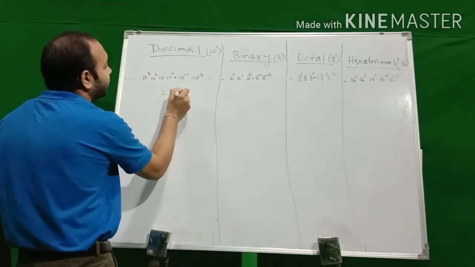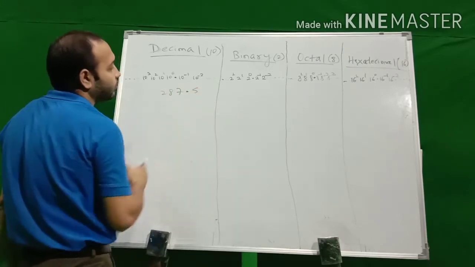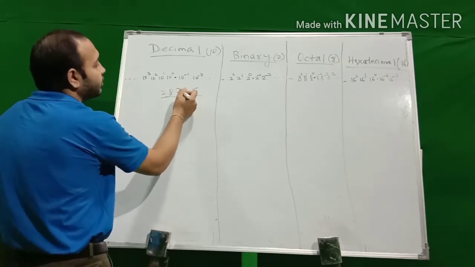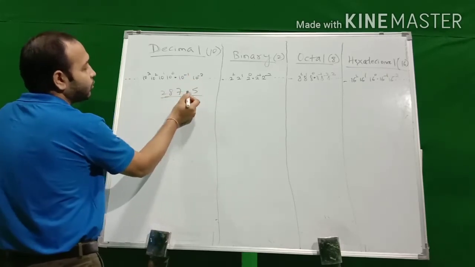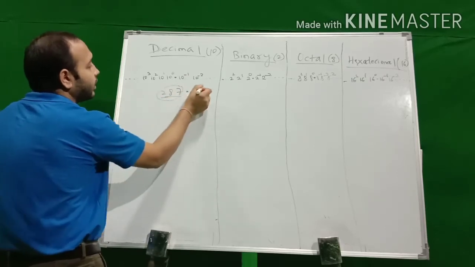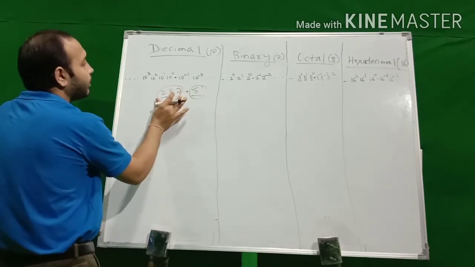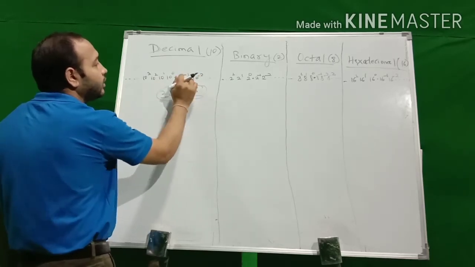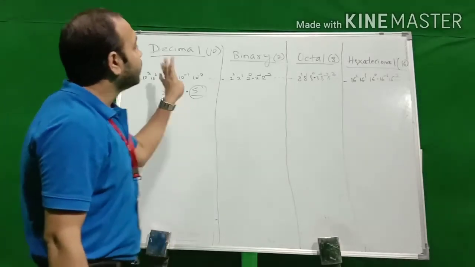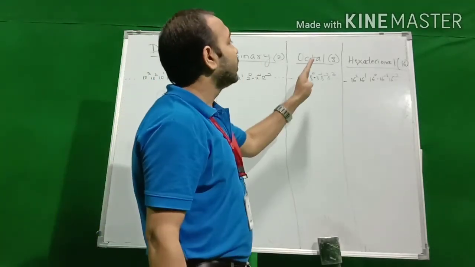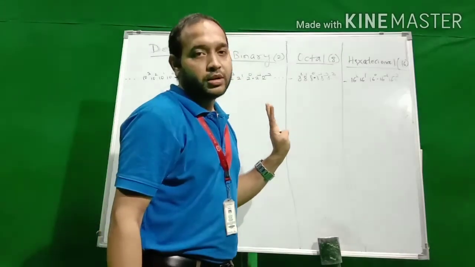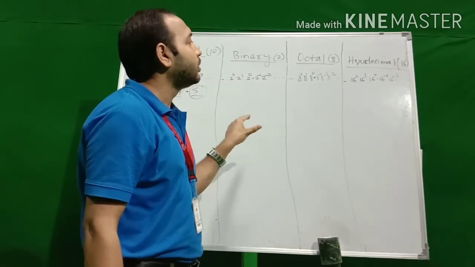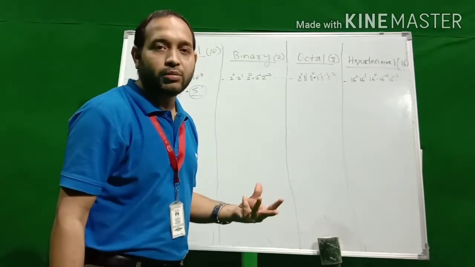Here if you write 287.5, this is your decimal number system. Before the decimal point is the integer part, and after it is the fractional part. You multiply the integer part one by one with its weights, and the fractional part with its weights. You do the same in decimal, binary, octal and hexadecimal number systems. So this was just the basics of the number system, the base of all four number systems.